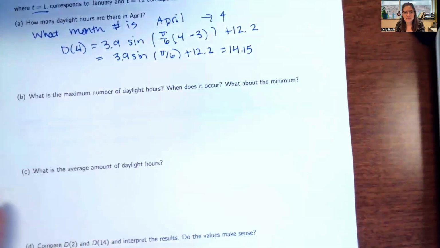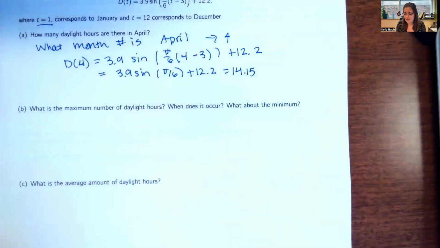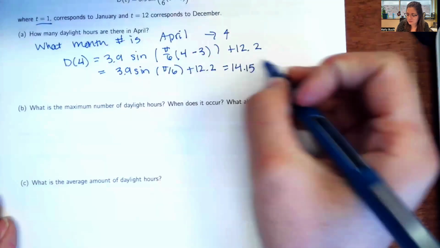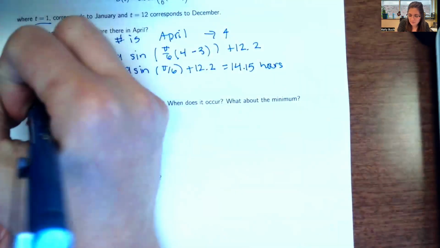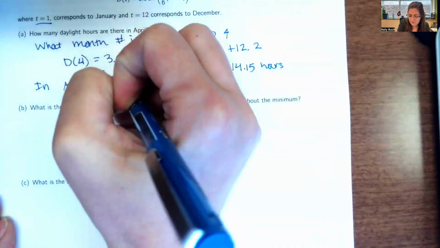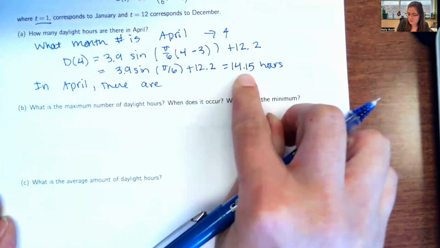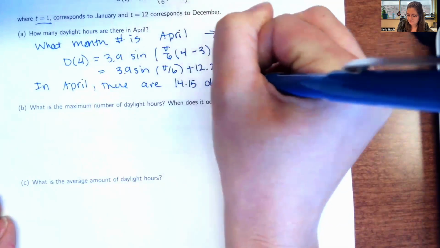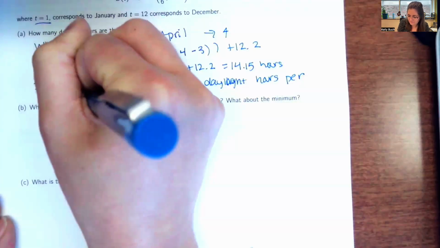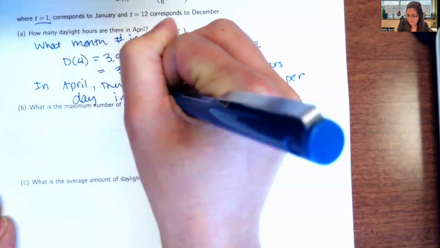Since it's a real life phenomenon here, I want to interpret this mathematical answer in a sentence. So I want to say, what does this mean? This is hours. That means in April, there are 14.15 daylight hours per day in Paris.